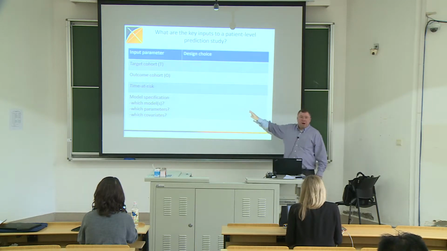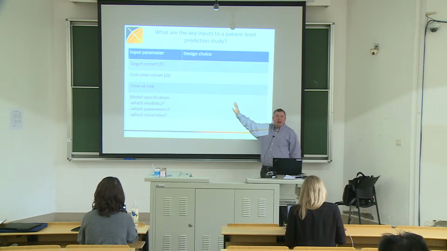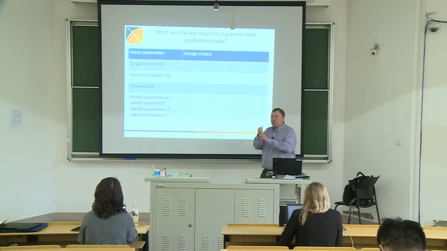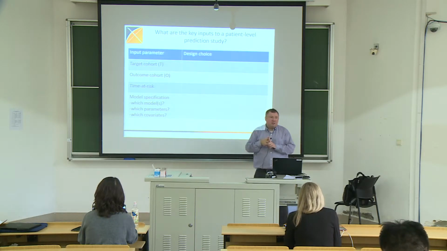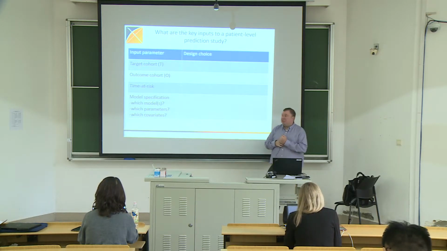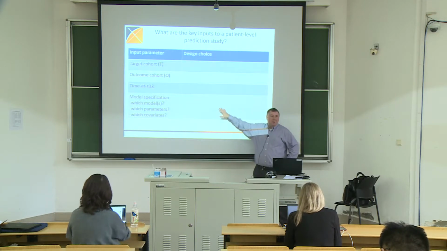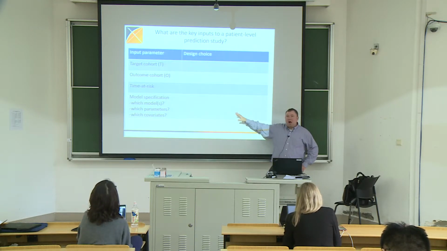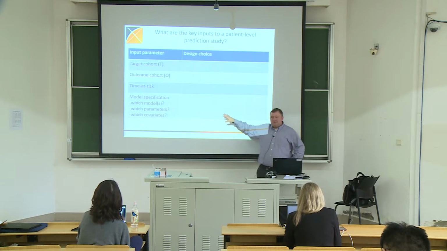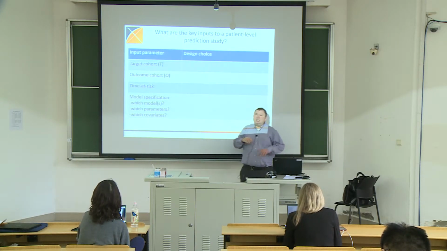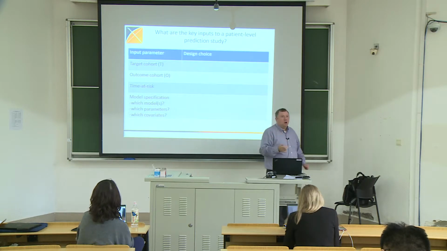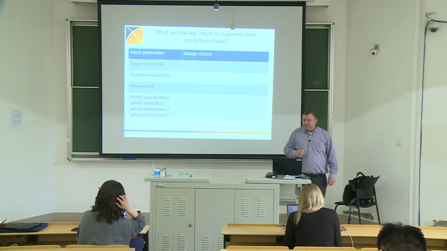And every prediction problem can be simplified into filling out that piece of paper you had yesterday. You just need to be able to define your target cohort, your outcome cohort, your time at risk, and then the model specification is what we're going to talk about today, which is how do we actually apply machine learning algorithms to these observational data to predict which patients in T go on to belong to O in the time at risk.